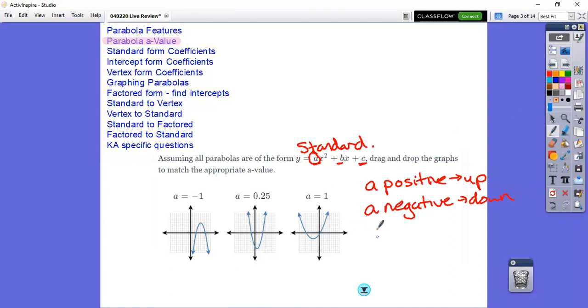Then I also know that if the absolute value of a, so ignoring the negative or positive, is greater than 1, then the graph is going to be narrow. So if that a value is a 2, a 3, a 4, anything like that, it's going to be narrow. I also know that if this absolute value of a is less than 1, so between 0 and 1, since an absolute value is always positive, then this is going to be a wider graph.